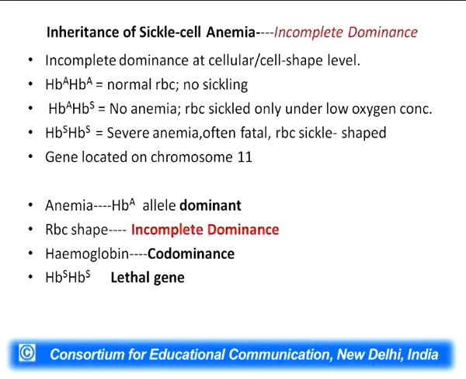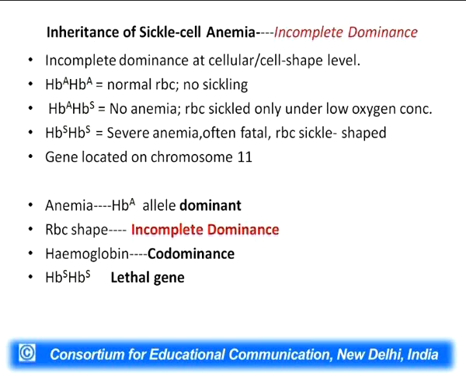But this is not a fatal condition, whereas the extreme condition of HbS HbS, that means homozygous sickling trait, then a person would suffer from severe anemia, and this means that most of his RBCs are sickle shaped, and this condition often becomes fatal. So, that means we can see a whole spectrum of dominant, incomplete dominance relationships as far as the trait for sickle cell anemia is concerned.